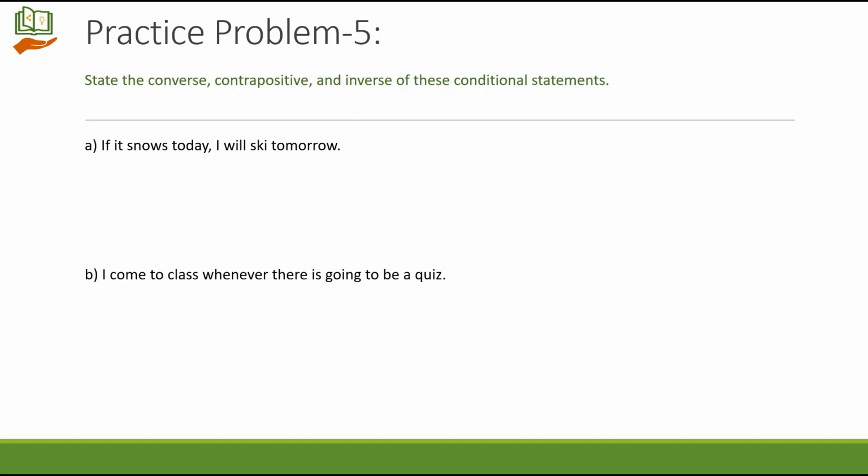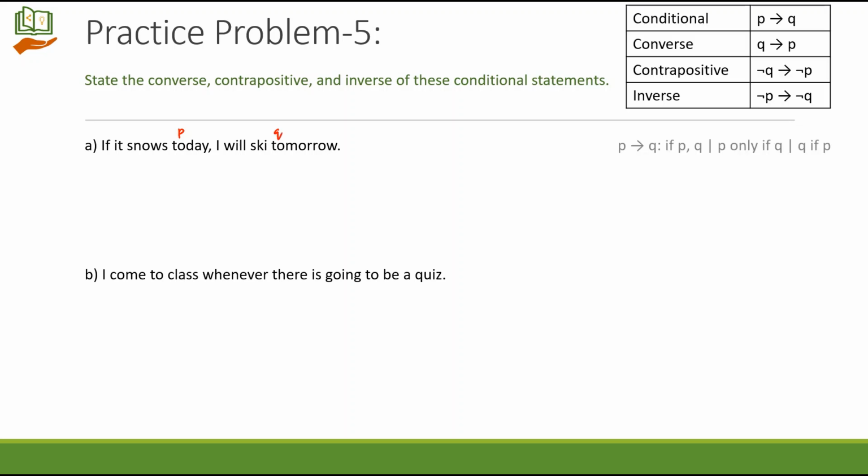Next question. State the converse, contrapositive and inverse of these conditional statements. If it snows today, I will ski tomorrow. So it snows today will be P and I will ski tomorrow will be Q. So let's remember this. P implies Q can be if P then Q, P only if Q, Q if P. It can be in any form. Why am I specifying this? When you have to state the converse, contrapositive and inverse, this particular statement has to be represented in another way.